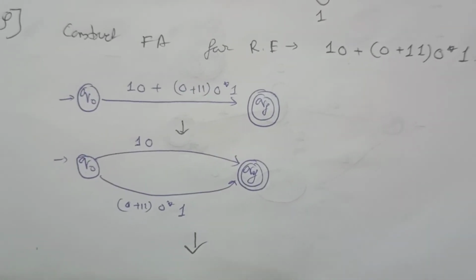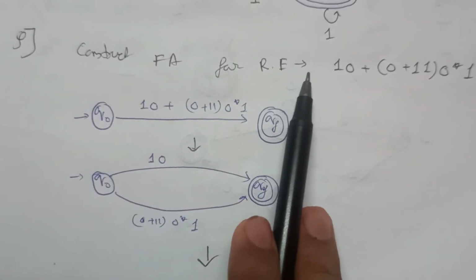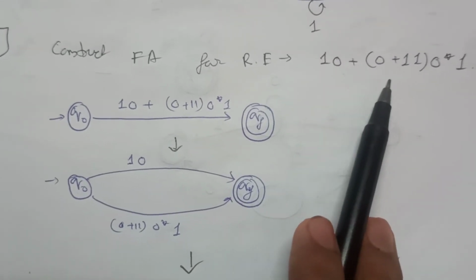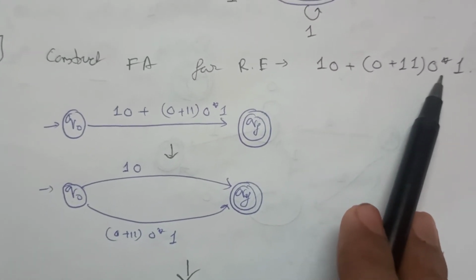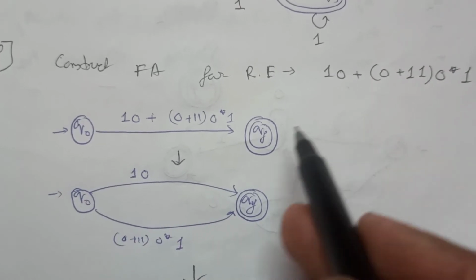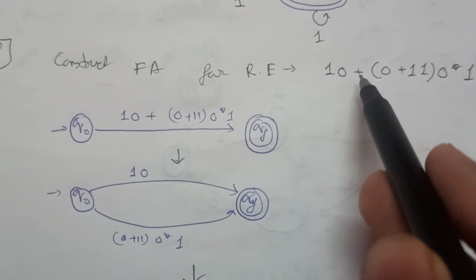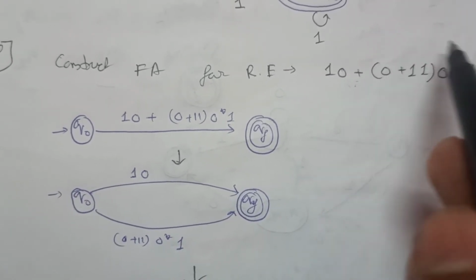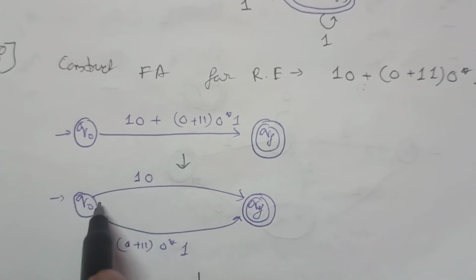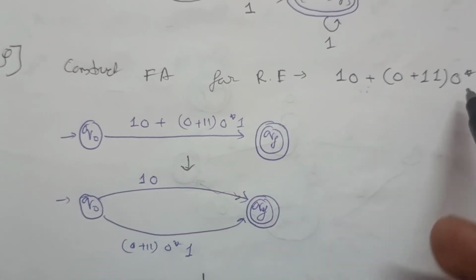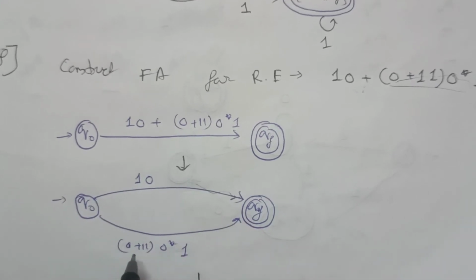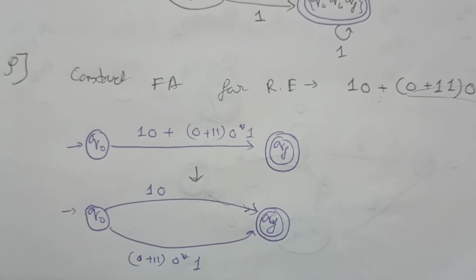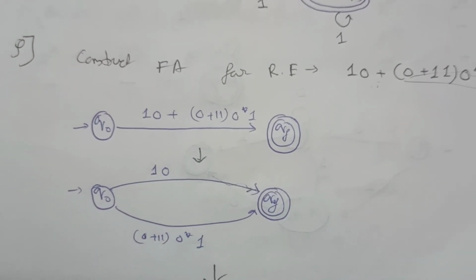So let's see another example. Here the regular expression is 10 + 0+11 0* 1. So there are two strings again. I will just branch it for the or. One will be for 10. This is the easy string, and this is the large string, 0+11, then 0* and 1. So now let's see what we will get after that.